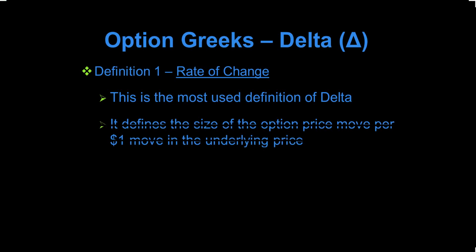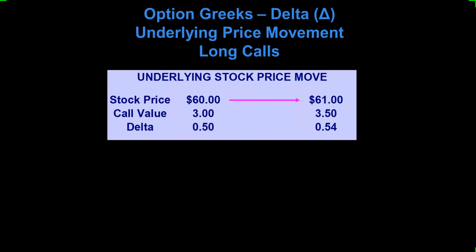Now, if we come into definition 1, the rate of change, it defines, as I said, the option price move per $1 in the underlying. So if we look at this, you can see right here in this example, the stock moves from $60 to $61, and the call value's at $3 here, the delta's at 50. So when it moves up to 61, that means the call, the option contract, moves up in value to 3.50.